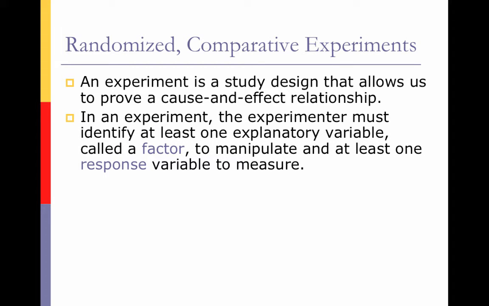So in an experiment, the experimenter must identify at least one explanatory variable, that's your X, which in this situation we call a factor. You end up manipulating the factor, and then you have to have at least one response variable to measure. So again, your response variable would be considered the Y variable. For example, if you're testing migraine medicine, the amount of medicine would be your explanatory variable. That's your factor. Your factor is the medicine. You're going to manipulate that. You'll give some people a full dose, maybe a half dose, maybe some people won't get any. The response variable would be how much relief they get from that medication.